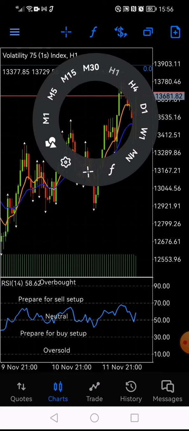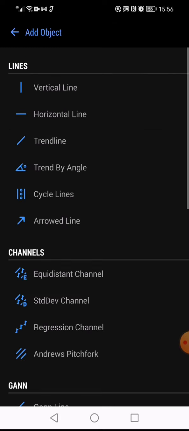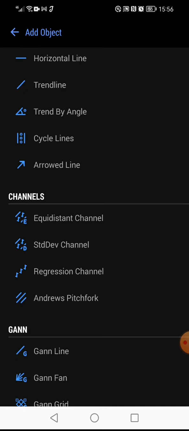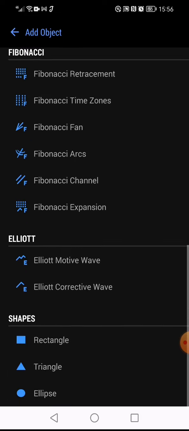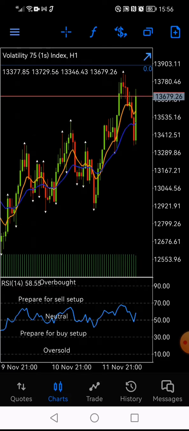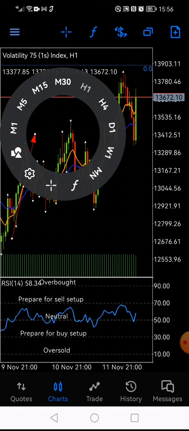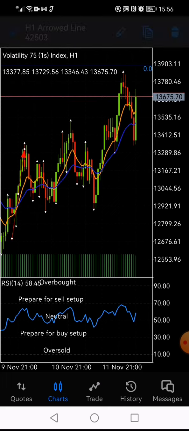As it was rising, it goes up, it goes down. Okay, let me just do this for you guys. I want to find something so I can draw. Let me try this arrow line. No, it's not working, this line.